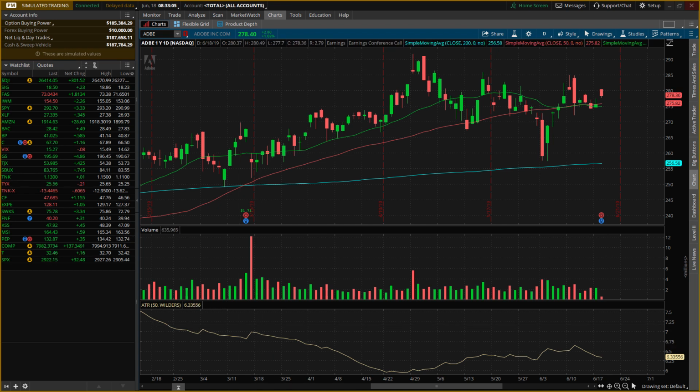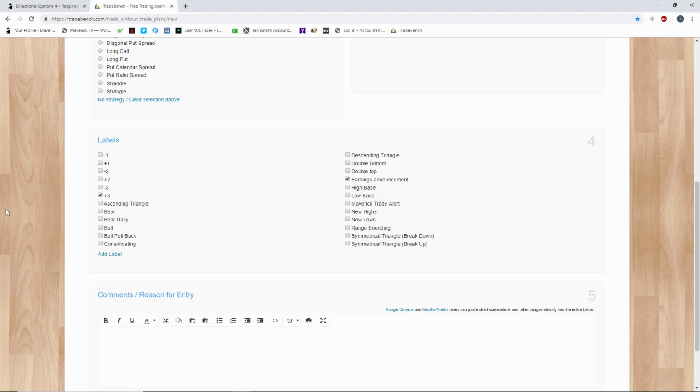So, you know, all these are just little keywords when it comes to your labels that when you go to scan, it's going to be nice to have. So I'm going to put consolidation here. What was the other one? Symmetrical triangle. Where's that? Break up. See, symmetrical triangle, break up and down, because I think it's going to go up.